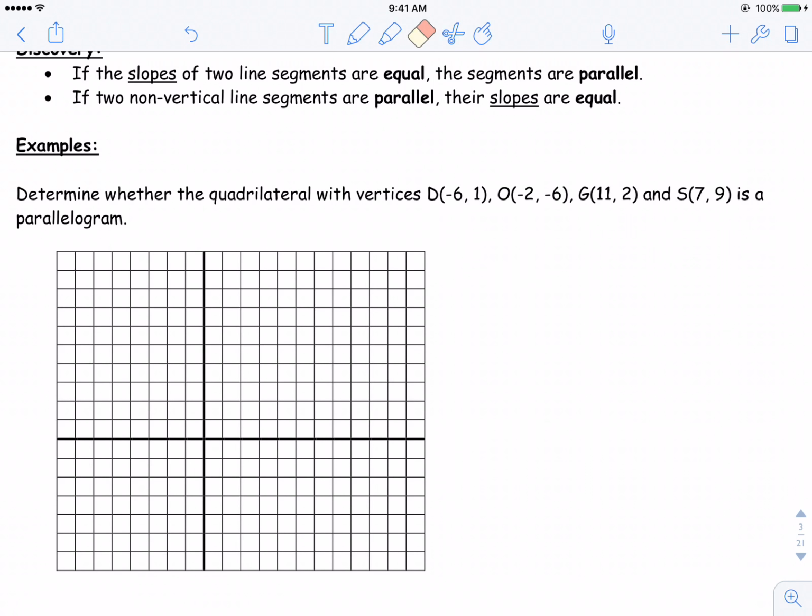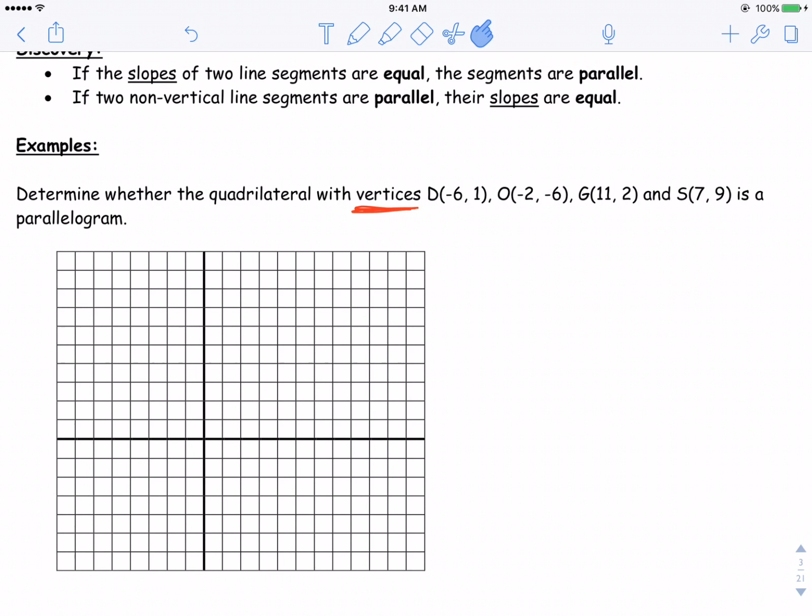Determine whether the quadrilateral with vertices, a vertex is a fancy word for a corner, DOGS is a parallelogram. So remember that a parallelogram has four sides, opposite sides being parallel to each other. Okay? Well, how can we determine that? Well, now knowing what we know about slope, we can very easily calculate the slopes between some points and determine if it's a parallelogram. So we plot the points.